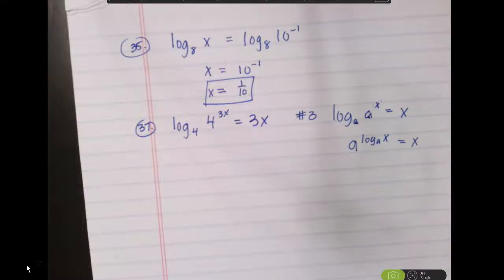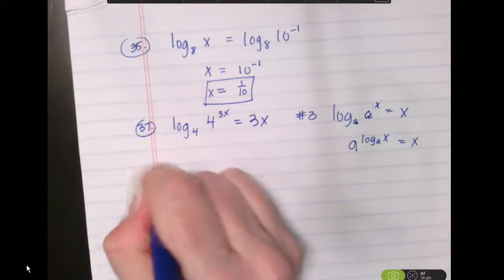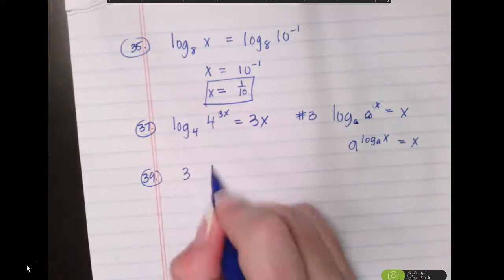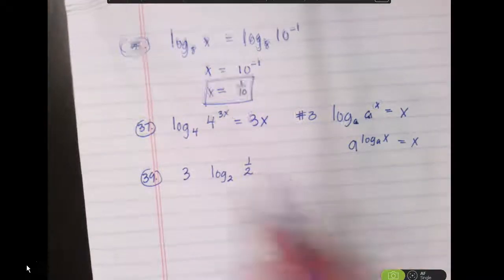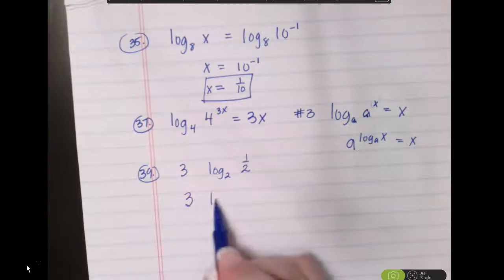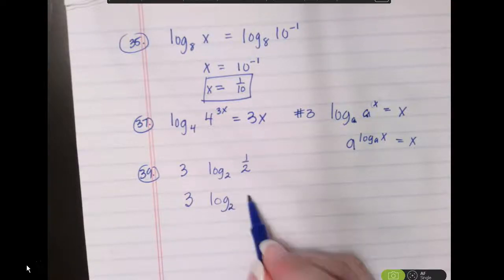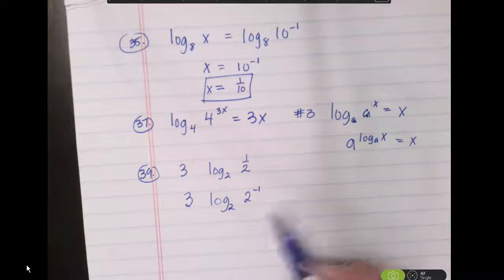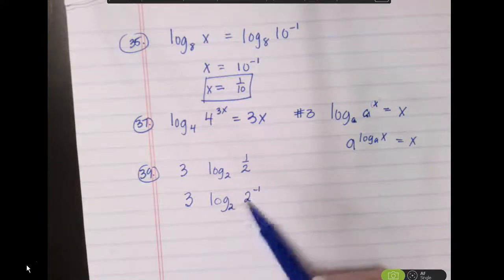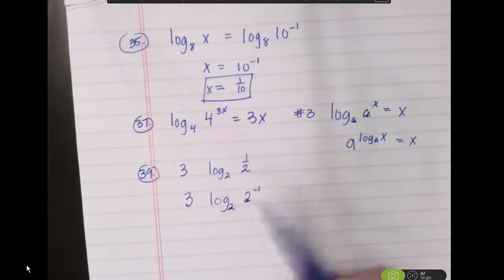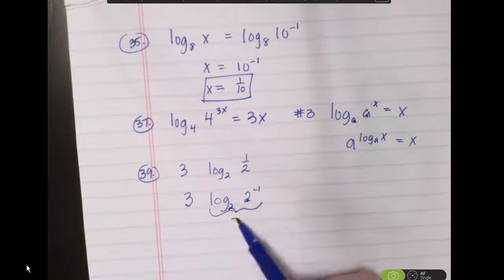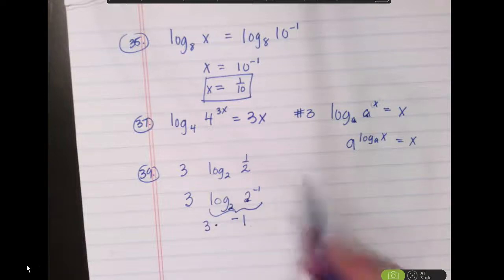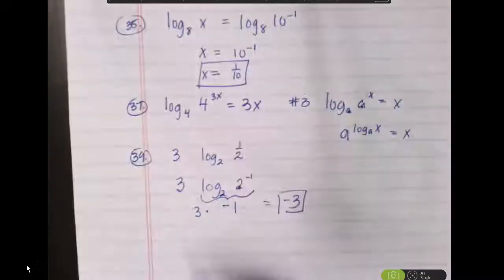In number 39, we have 3 times log base 2 of a half. And so what I'm going to do here is rewrite a half as 2 to the negative 1. So see here, that way I was able to get these two numbers to match, and so I can replace this whole thing with a negative 1. So 3 times negative 1 is negative 3.